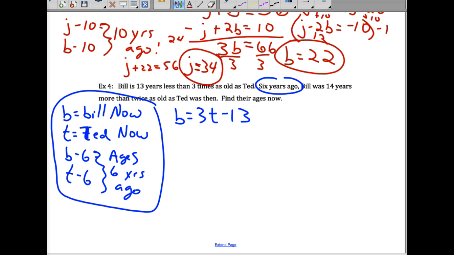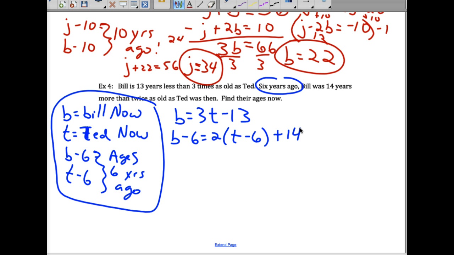6 years ago, Bill was, so B minus 6, right. All right, Aaron, what's the second equation? B minus 6 equals 2 times the quantity of T plus 14 minus 6. Close. Wait, T minus 6, and then 14 years more than that. Plus 14 goes after the parentheses.